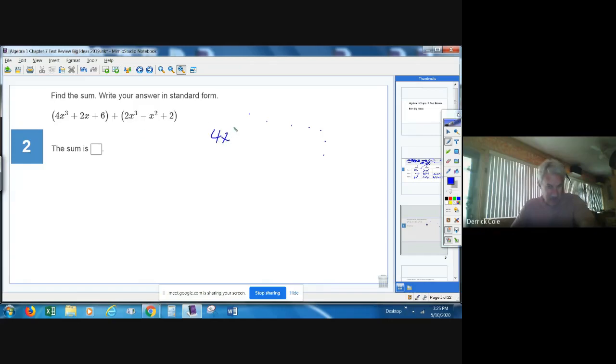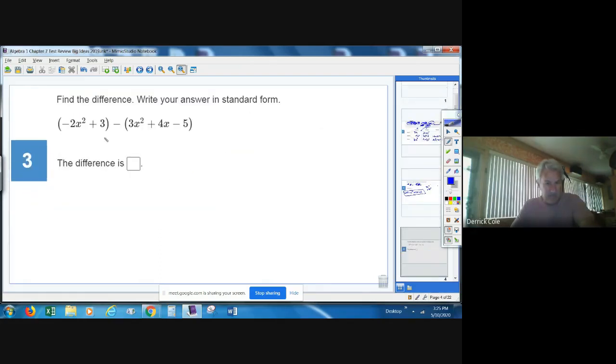4x cubed plus 2x cubed. That's 6x cubed. I got no x squares. I got a negative x squared. So my cubes are gone. My x squared's gone. All that's left is x's and numbers. So I got plus 2x, none over here. And I got plus 6 plus 2. That's plus 8. Done.